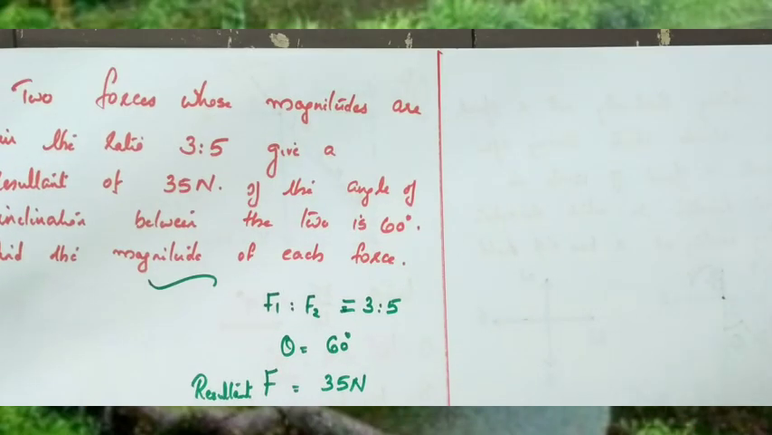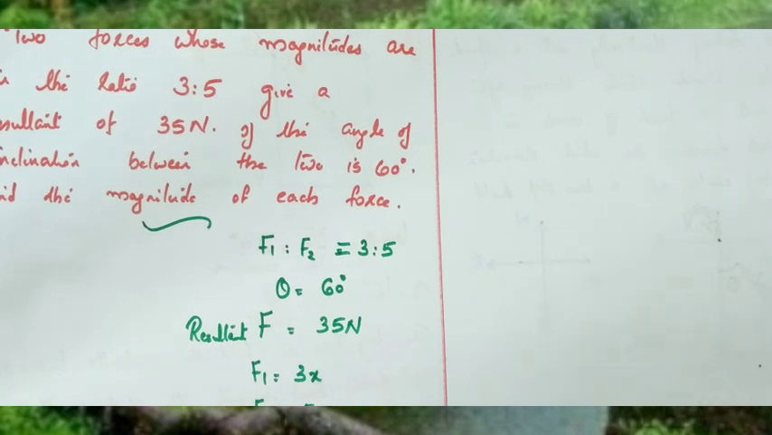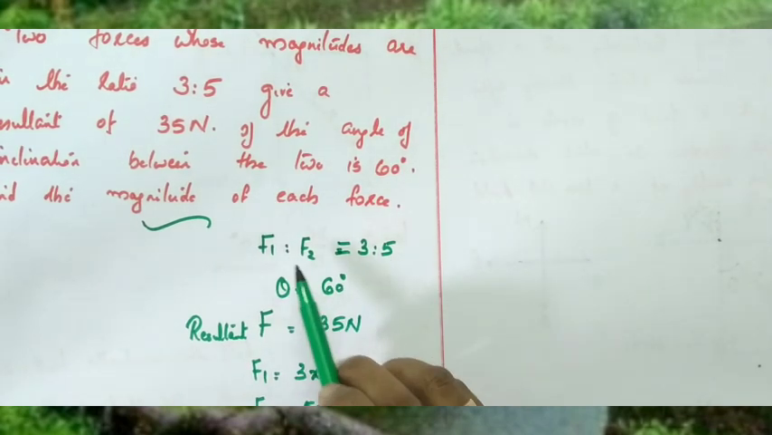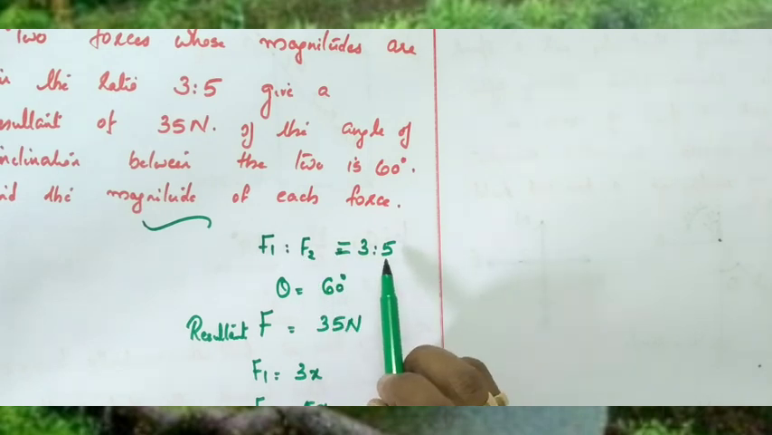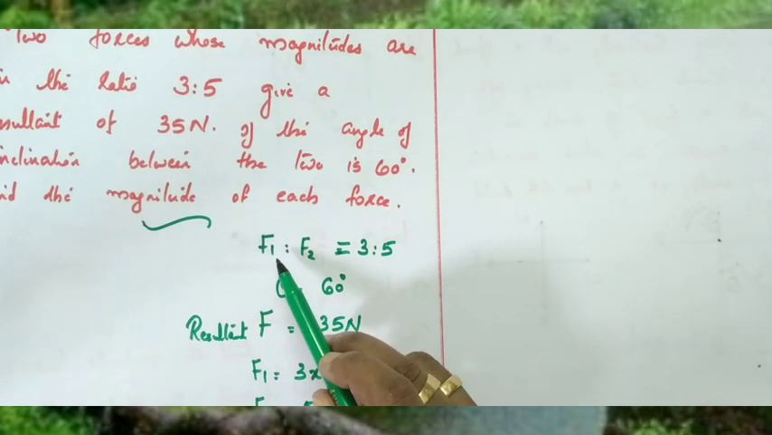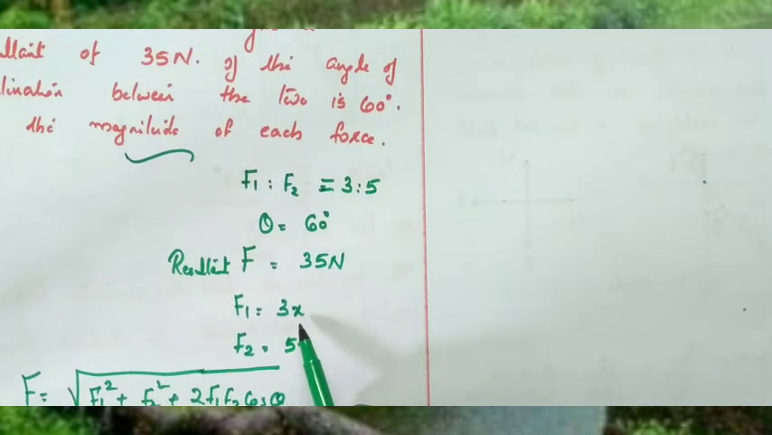Second question: two forces whose magnitudes are in the ratio 3:5 give a resultant of 35 Newton. If the angle of inclination between the two is 60 degree, find the magnitude of each force. In the question itself it is given that the two forces F1 and F2 are in the ratio 3:5. So F1 is to F2 equal to 3:5. What is the angle between them? It is given as 60 degree. Resultant force is 35 Newton. So since F1 is to F2 equal to 3:5, we can write F1 equal to 3x, isn't it?